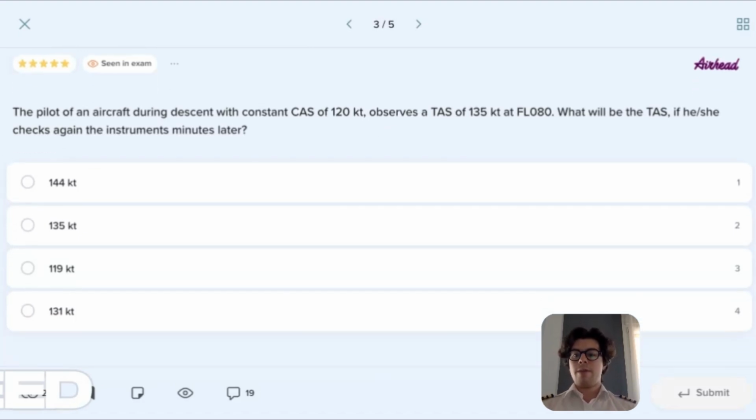And now going to the next one, the pilot of an aircraft during descent with constant CAS of 120 knots observes a true airspeed of 135 knots at flight level 80.